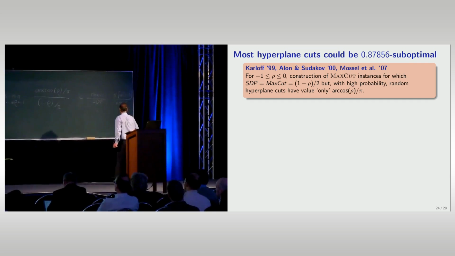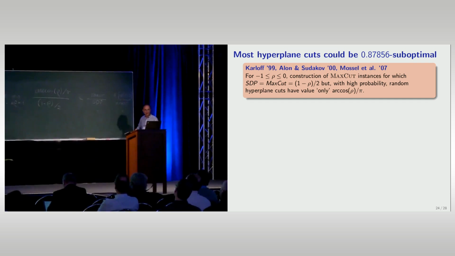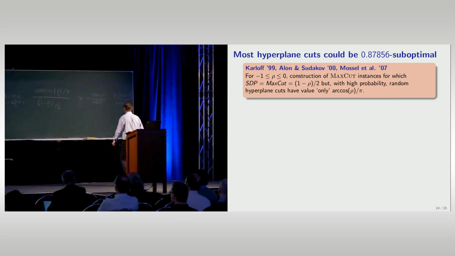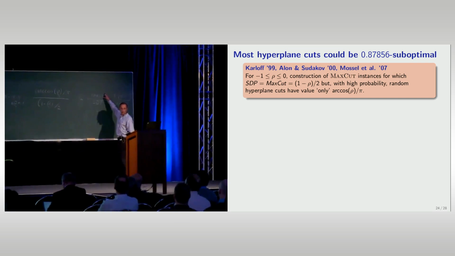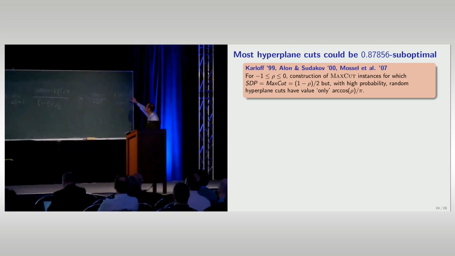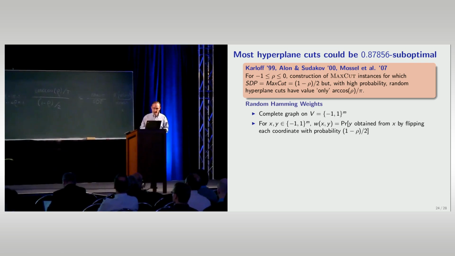It can also be, so this could be 0.878, but this could also be 0.878. So there are some different classes of instances, and this one is even more interesting, and I'll tell you why in a second. We could have the case that this one is 1, so the SDP is essentially optimum, but the gap here is 0.87856. And the construction is the following.